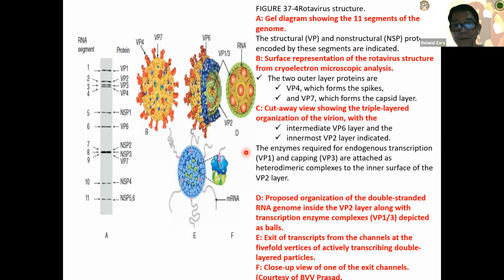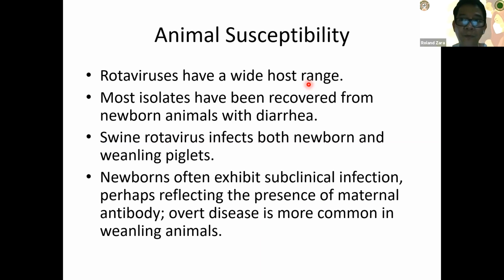Your rotavirus has a wide host range, wide because it affects humans and animals. They can be recovered in newborn animals with diarrhea, especially weanling piglets. Newborn piglets can be easily infected with rotaviruses. Newborns may exhibit subclinical infection, hindi gaano halata, because they still have antibody coming from the mother.